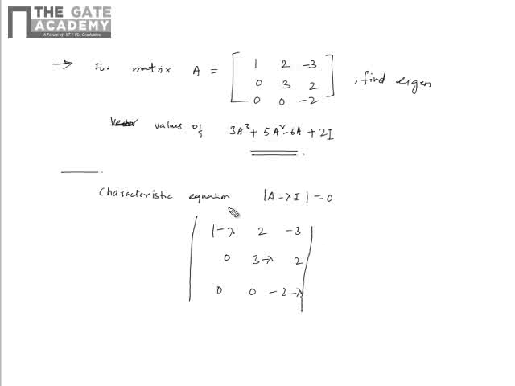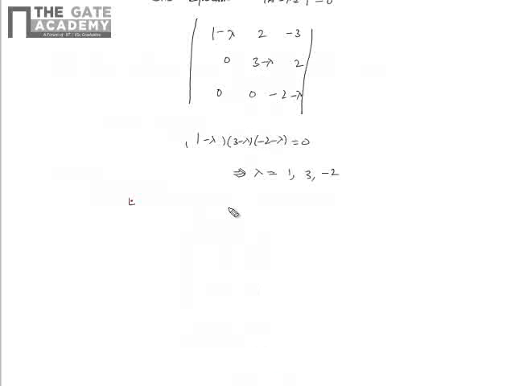Okay, now this I have to evaluate. This comes out to be basically 1 minus lambda. So the determinant is just, because it's basically a triangular matrix, the product of the diagonal terms. Okay, and so the values of lambda come out to be 1, 3 and minus 2. So the eigenvalues of A are 1, 3, minus 2.